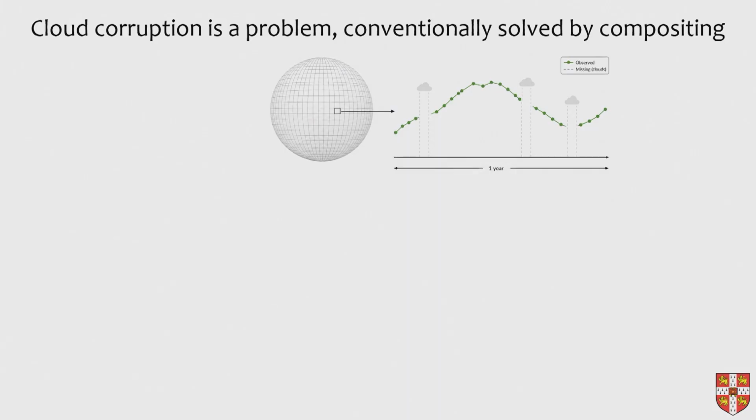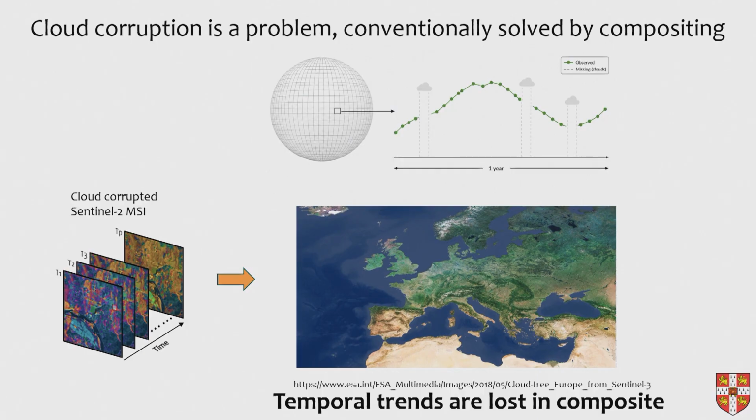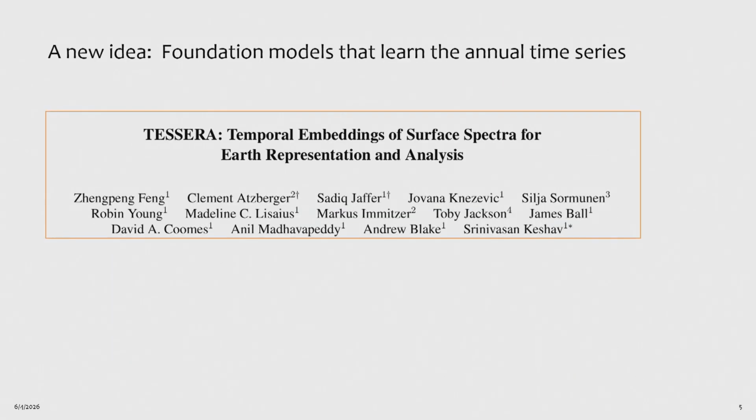And a solution to that is to composite the data, so to take several images and just throw them all together into a beautiful-looking European map like that one. But what we're doing there is losing the really important information we really want to keep, which is the time series. So this is where the foundation model comes along.